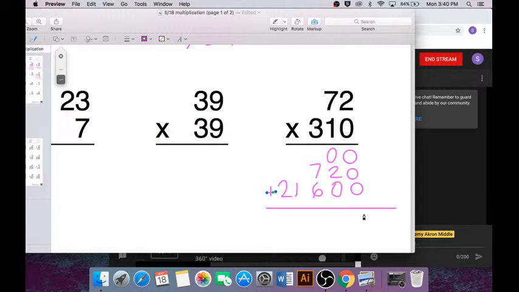0 plus 0 plus 0 is 0. 0 plus 2 is 2, plus 0 is 2. 7 plus 6 is 13, so we put down the 3. We carry the 1. 1 plus 1 is 2. And 2 plus 0 is 2. So our answer is 22,320.